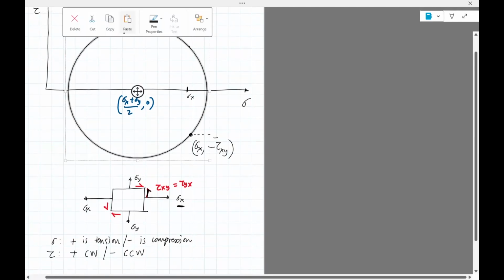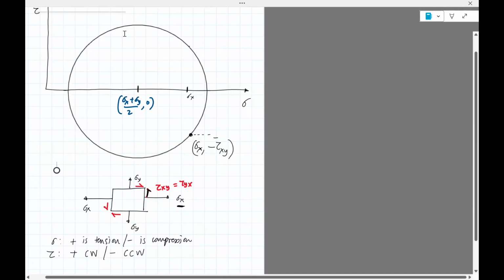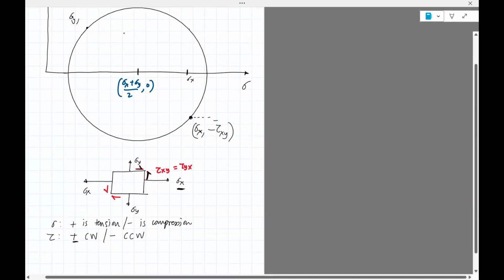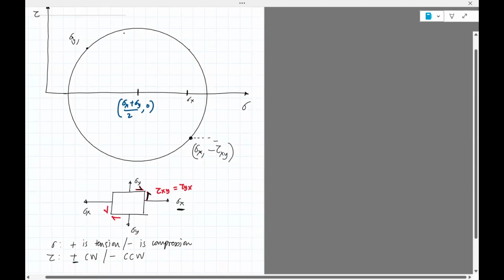Similarly, sigma y is again tension, so let's say this point is here. Since the shear stress here is acting in the clockwise direction and clockwise is positive, I need to show it up here and not down. I have the option of choosing this point to be here too, but I choose it here because it's positive tau.